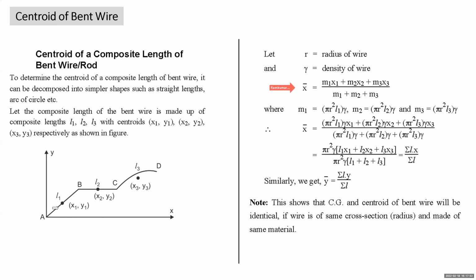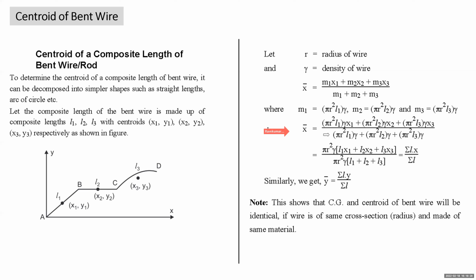What is the volume of a cylinder? Pi r square h. So what will be the volume of part AB of length L1? Pi r square L1. What is the volume of part BC? Pi r square L2. What is the volume of part CD? Pi r square L3. Hence, what will be the mass of the first part AB? Pi r square L1 is its volume, into density. Right? M2 will be volume into density, pi r square L2 into gamma. M3 is pi r square L3 into gamma.